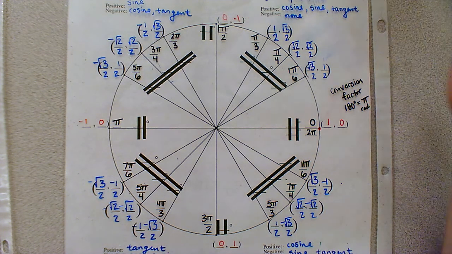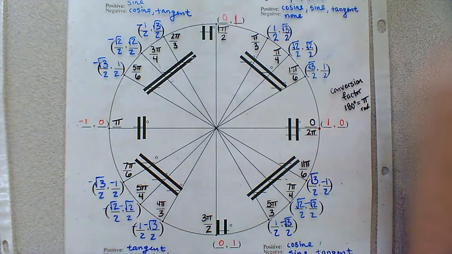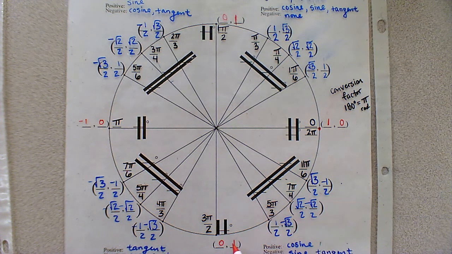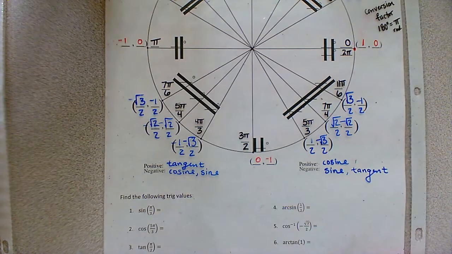This ordered pair at the very top should be 0, positive 1. And the ordered pair at the bottom should be 0, negative 1. Okay, I got those a little flipped. So now that our unit circle is complete and accurate, let's go ahead and see if we can use it to figure out some of the values at the very bottom.